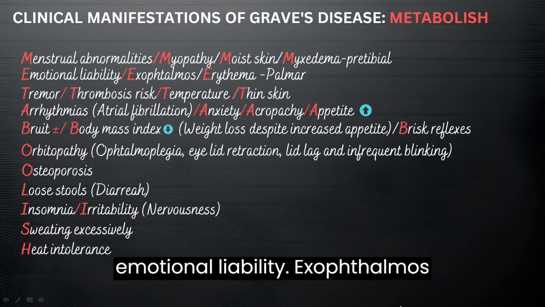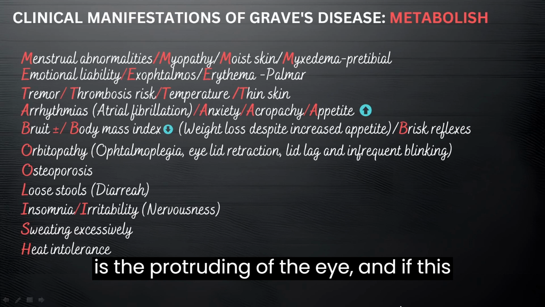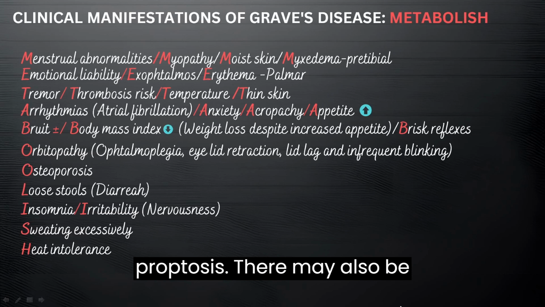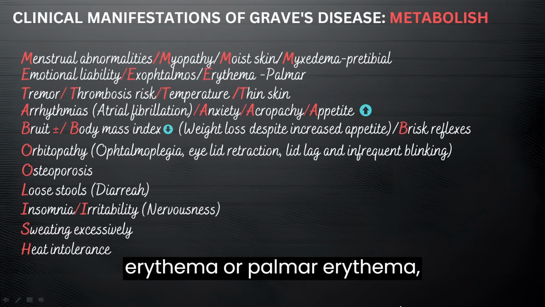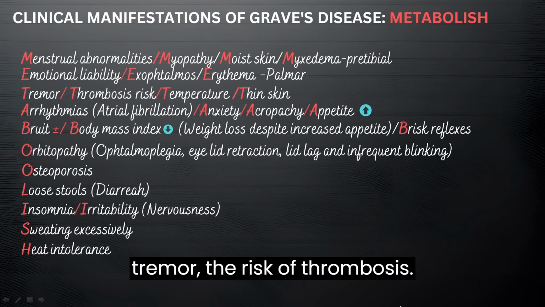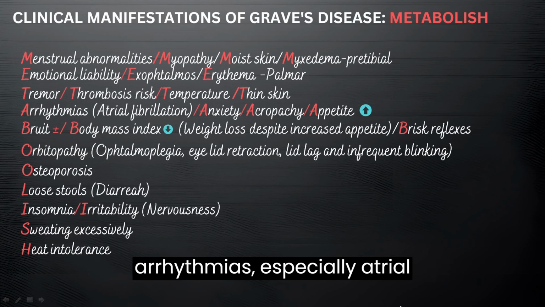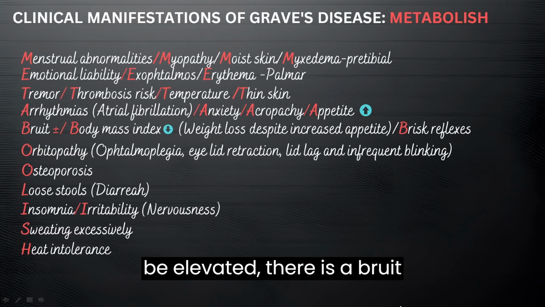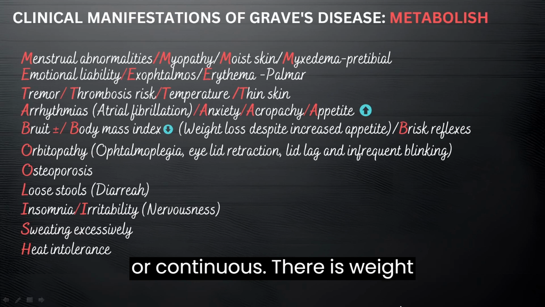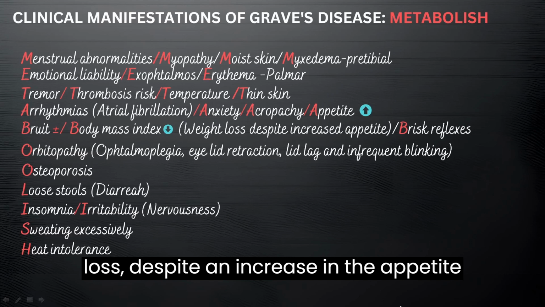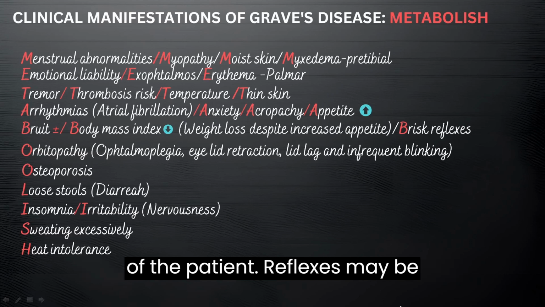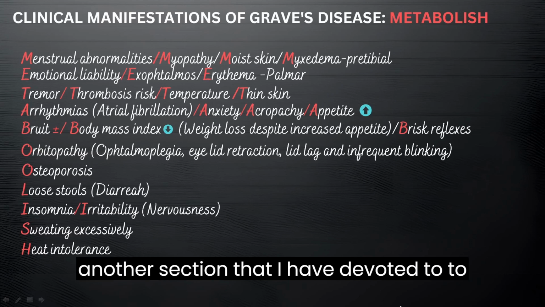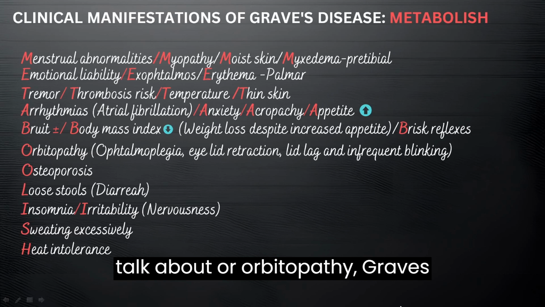There can be emotional lability. Exophthalmos is the protruding of the eye, and if this occurs beyond the orbit, we call it proptosis. There may also be erythema or palmar erythema, tremor, and the risk of thrombosis because there is an association with arrhythmias, especially atrial fibrillation. The body temperature may be elevated, there is a bruit sometimes, and these bruits may be systolic or continuous. There is weight loss despite an increase in the appetite of the patient. Reflexes may be brisk. Orbitopathy, there is another section that I have devoted to talk about Graves' orbitopathy.